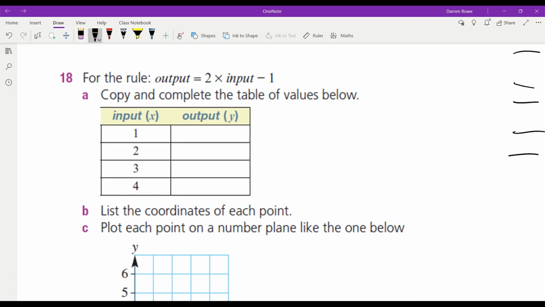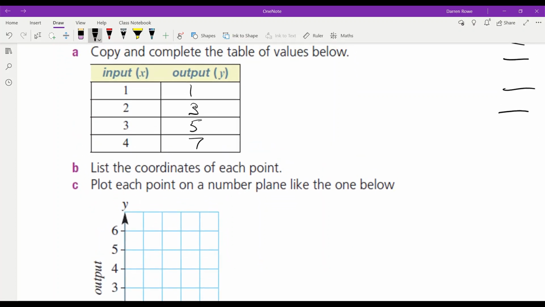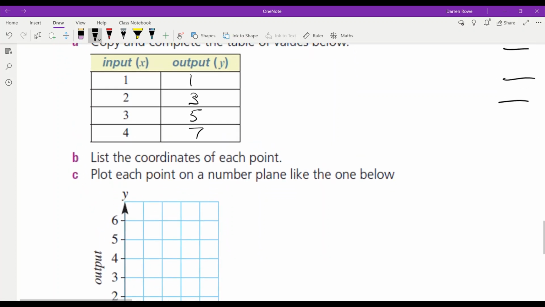And it says copy this, 2 times input minus 1. So 2 times 1 minus 1 would be 1. 2 times 2 minus 1 would be 3. 2 times 3 is 6, minus 1 is 5. 2 times 4 is 8, minus 1 is 7. You see it's going like that. And we've got to list the coordinates, 1, 1, 2, 3, 3, 5, 4, 7.